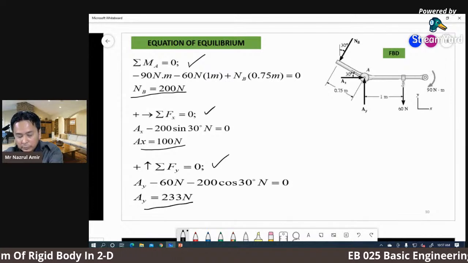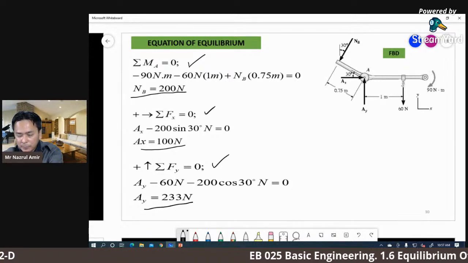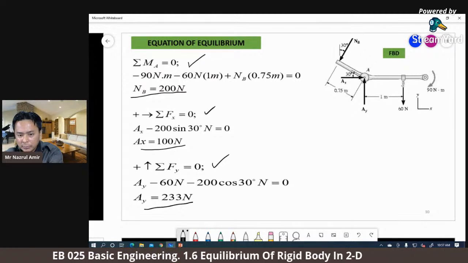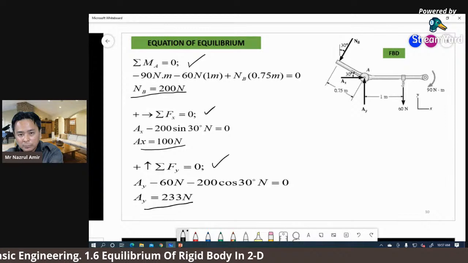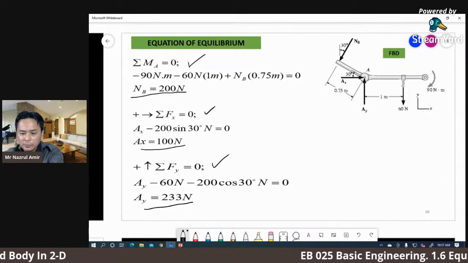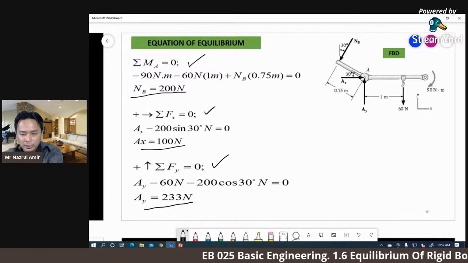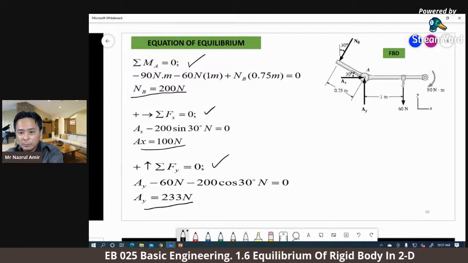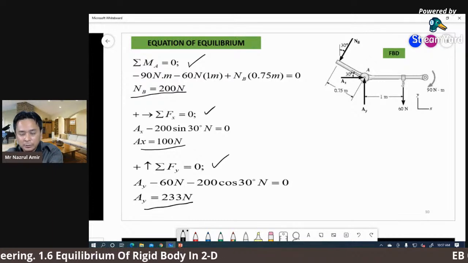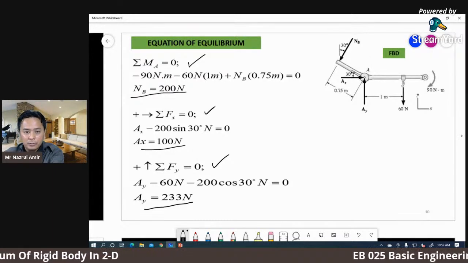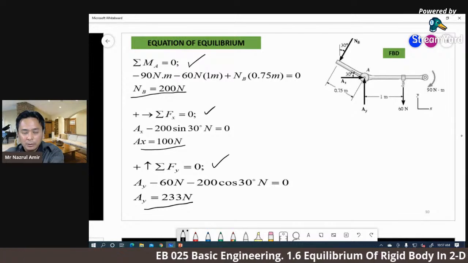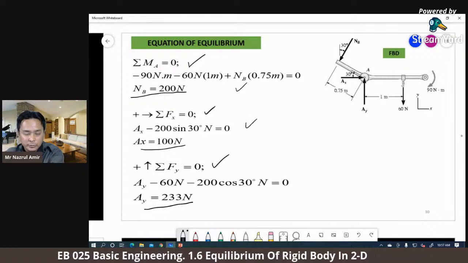Okay, thank you for your cooperation. I hope you will continue to further your study, okay, with plenty of example that being provided in your books. Okay, so please look carefully on that example just to see what types of support that being used. Okay, you have to be familiar with all type of support, because we don't want to waste our time in constructing the FBD. And then also please do a lot of exercise to make sure that you can do the summation or the equation of equilibrium correctly.